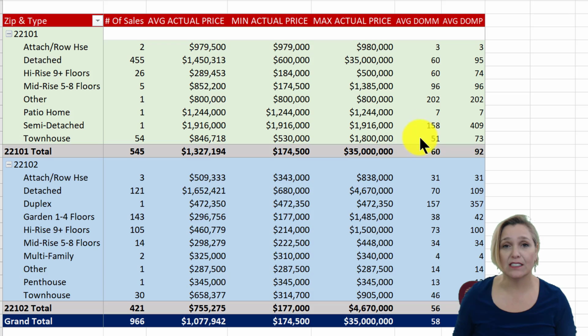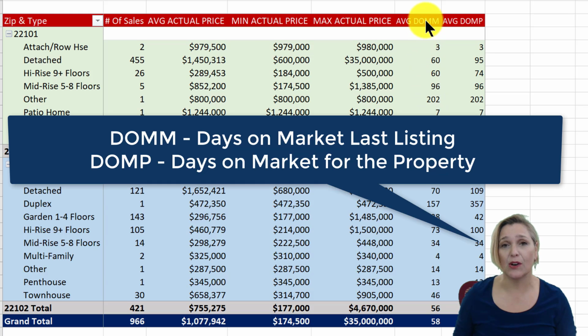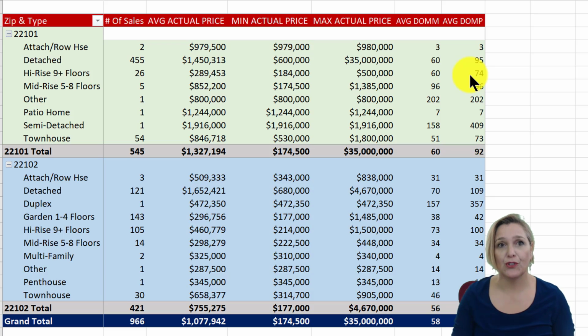Then we have the average days on the market, and then the average days on the market for the property. Now the difference between these two is that the DOM is basically the last listing, how long it's been on the market before it went under contract, and the days on the market for the property takes into consideration how long it was actually on the market. For example, if you have had your property on the market and then hired another agent, this would count that entire time with both agents.